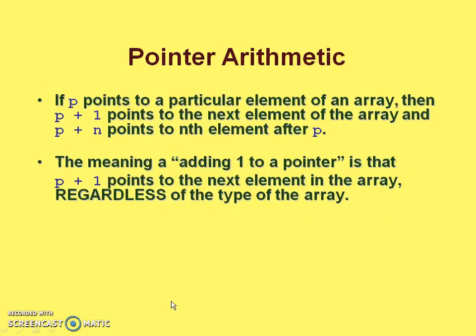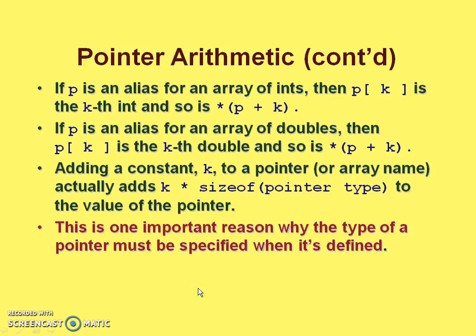Now coming to pointer arithmetic. If p points to a particular element of an array, then p + 1 points to the next element of the array, and similarly p + n points to the nth element after p. The meaning of adding 1 to a pointer is that p + 1 points to the next element in the array, irrespective of the type of the pointer, irrespective of the type of the array.